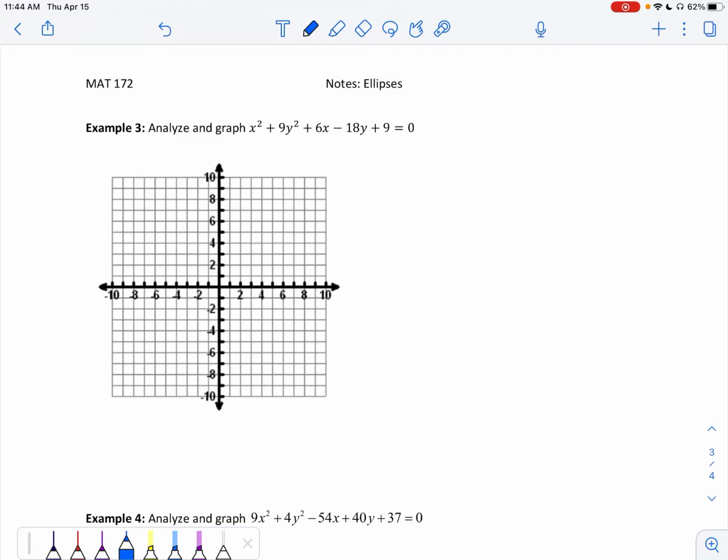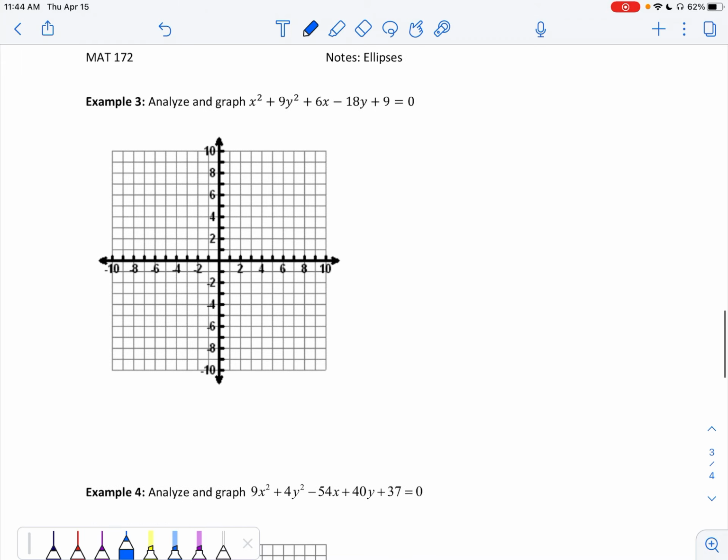All right, guys, so let's take a look at a few more ellipses. All right, so example 3, we again want to analyze and graph the equation. So we have x squared plus 9y squared plus 6x minus 18y plus 9 is equal to 0. So the first thing you'll notice about this equation is that it's not really in the correct format, right?